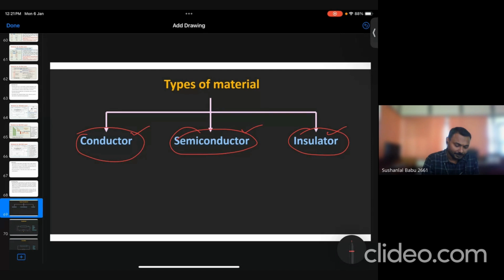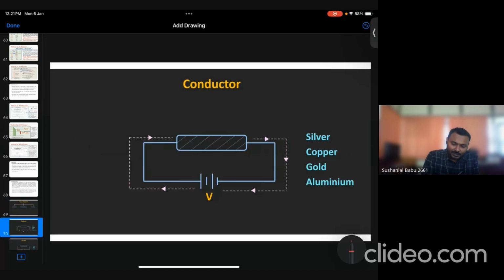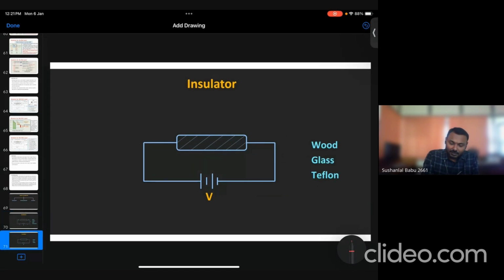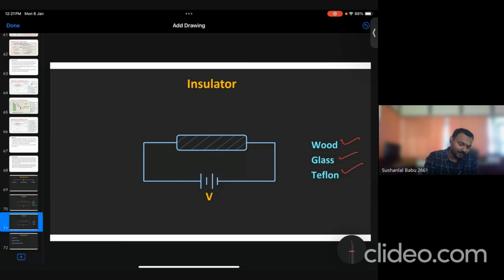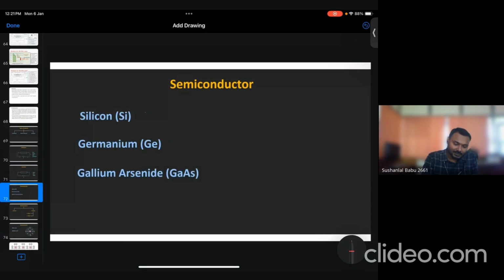What are the examples of conductors? Silver, a very good conductor of electricity. Copper, gold, aluminum. Insulators: wood, it won't conduct any electricity. Glass, Teflon. These are some of the examples of insulators. Now, semiconductors: silicon, germanium, gallium arsenide. Silicon is a good semiconductor. Germanium is also a semiconductor. Gallium arsenide is another semiconductor. And for the lasing action, we are using gallium arsenide.